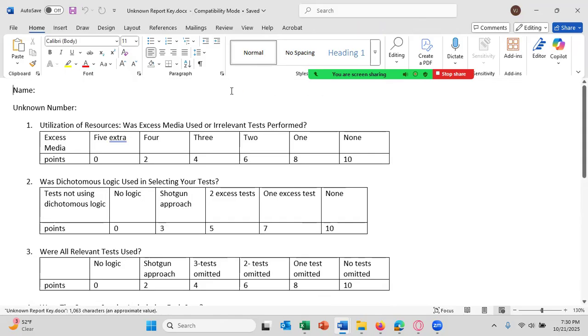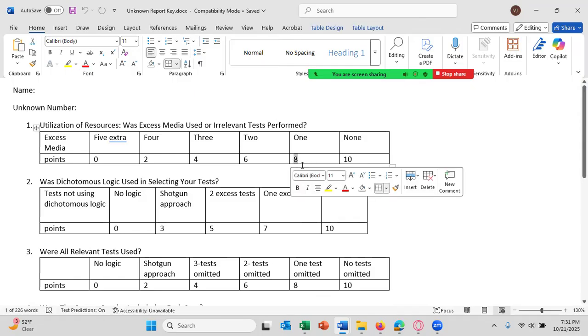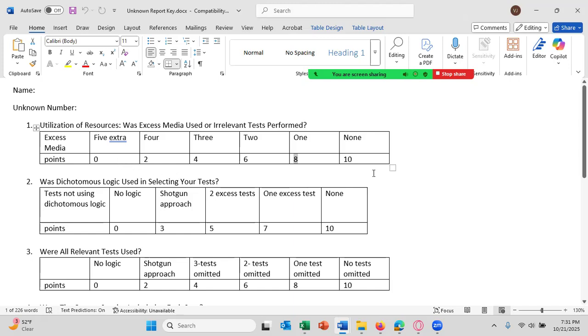You will be graded on the utilization of resources, with any excess media used or an irrelevant test performed. If none, you get 10 out of 10. If you have one medium you didn't need to use, or a test that was irrelevant and didn't give you any data to help you identify the species, it'll be 8 out of 10. Two, 6 out of 10, etc., down to 5 extra, a 0 out of 10.